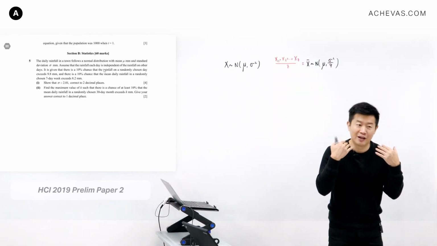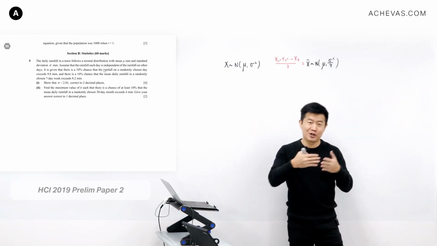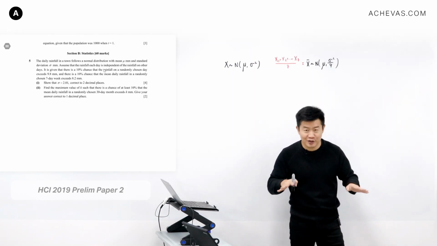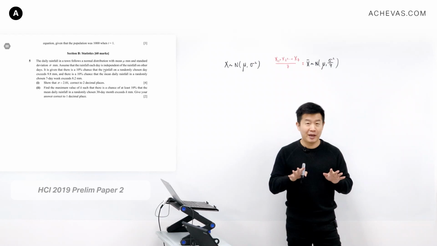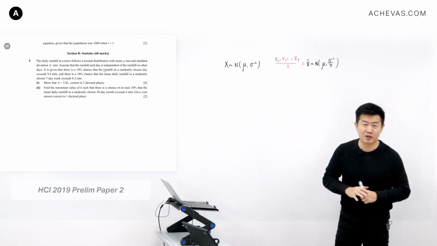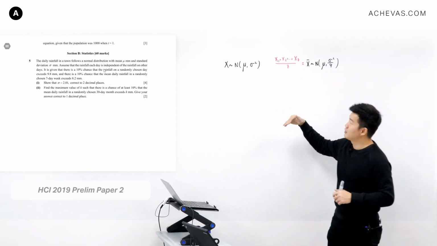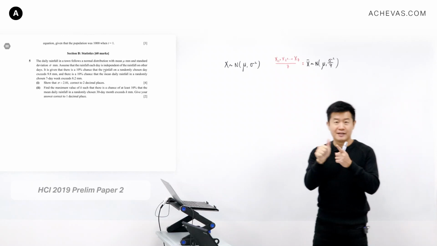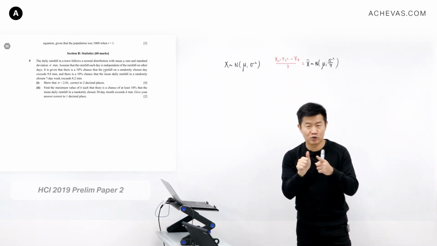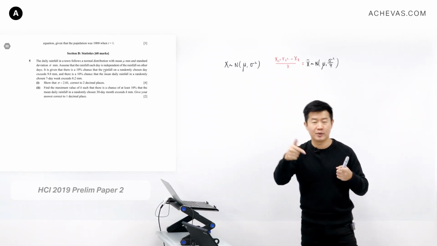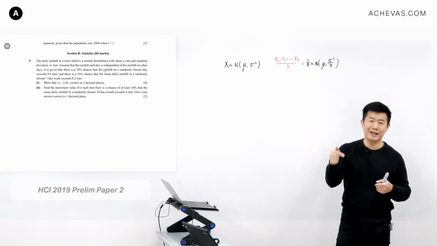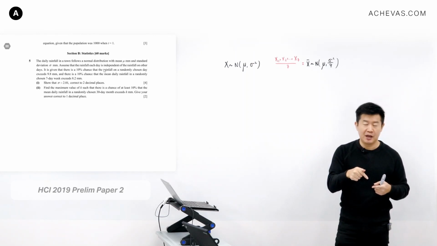If you are spotted by the examiner trying this out, you are not going to get the marks, you may even get marks taken off. So please don't anyhow quote central limit theorem. In this case, we don't need to apply central limit theorem because number one, the sample size of 7 is really too small. And number two, because x is already following a normal distribution, so you don't have to do an approximation.